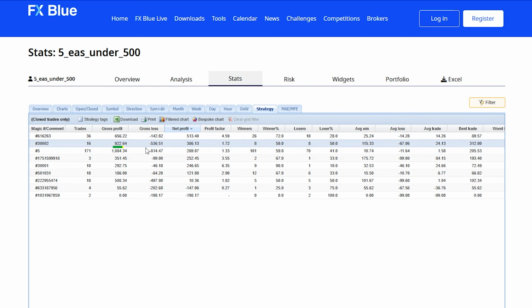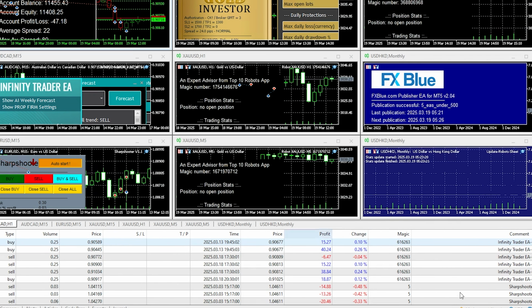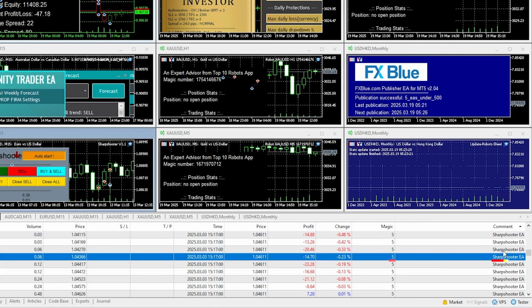Gross profit of 922, gross loss of 536, and a profit factor of 1.72. Still very impressive. Next we have number 5. This is the sharpshooter. We can just confirm that. If we just look at number 5, here it is here. You can see that's a sharpshooter.